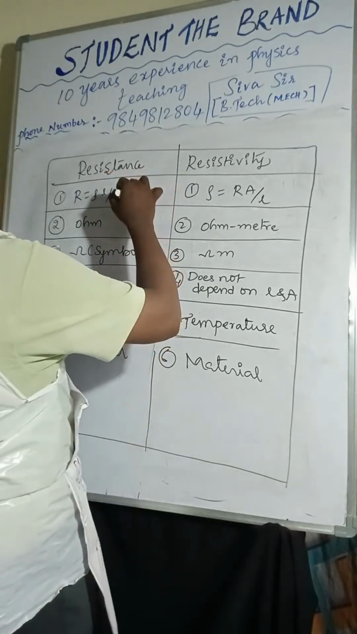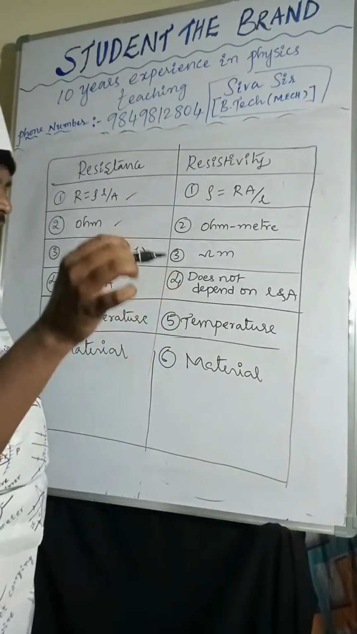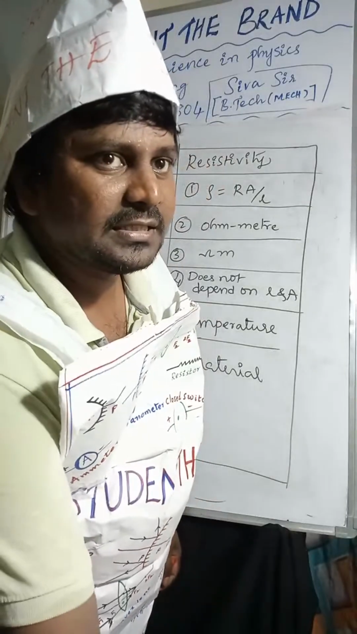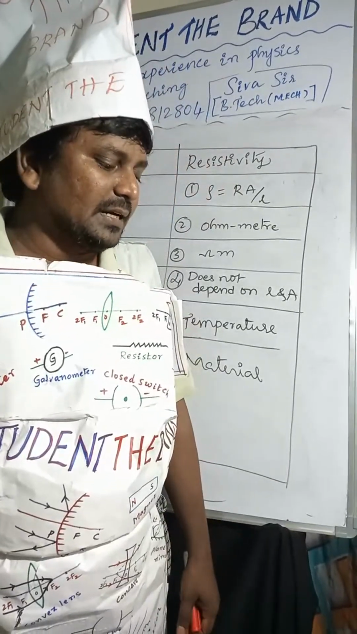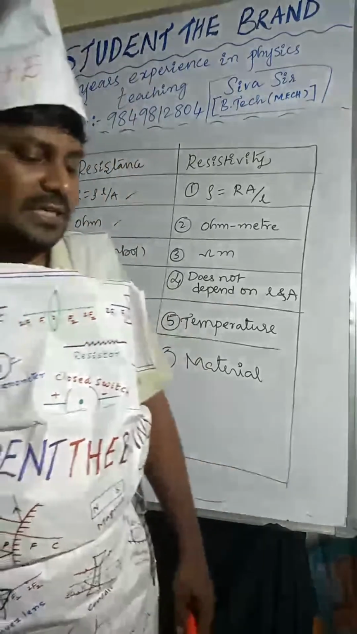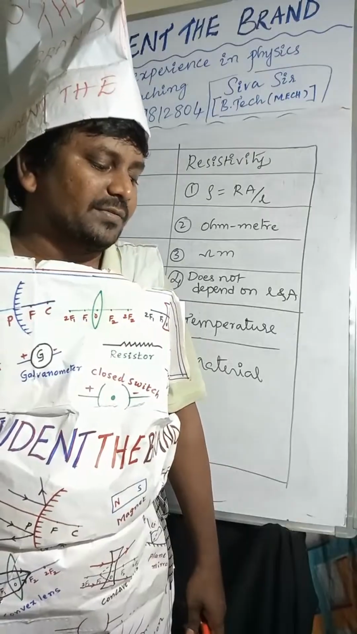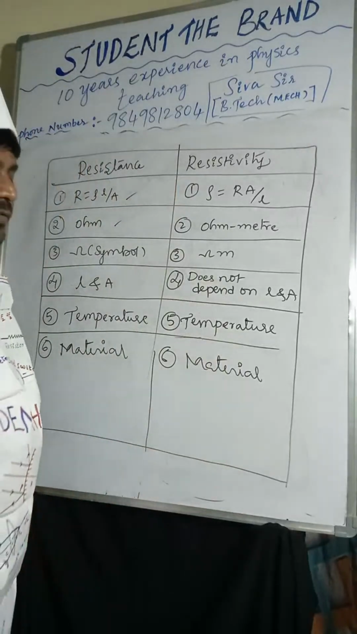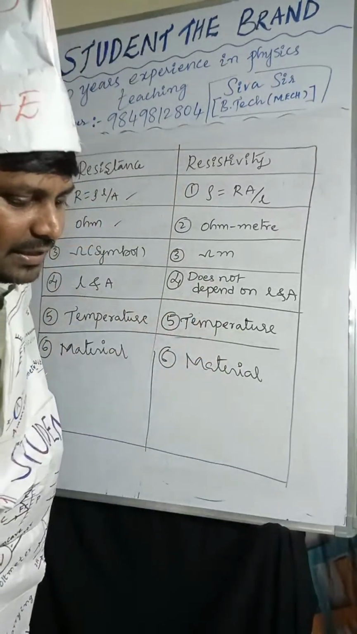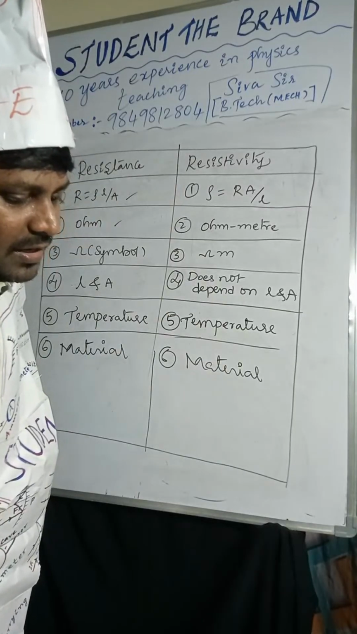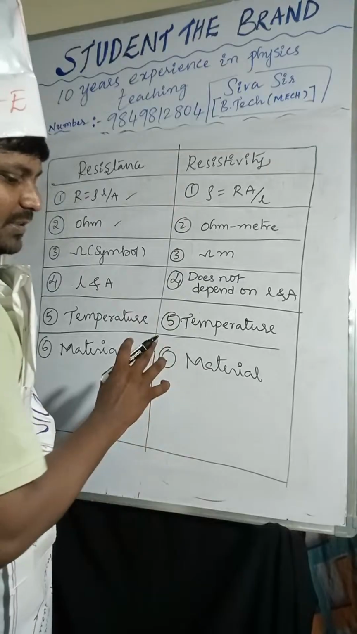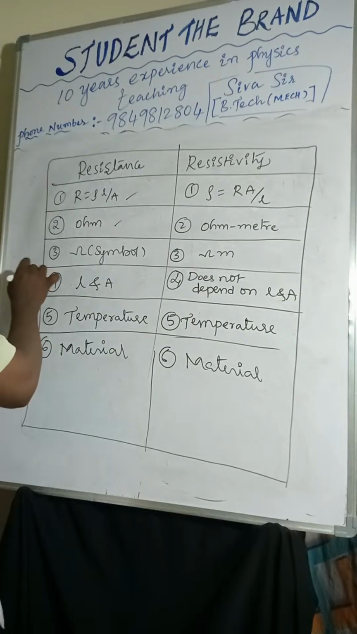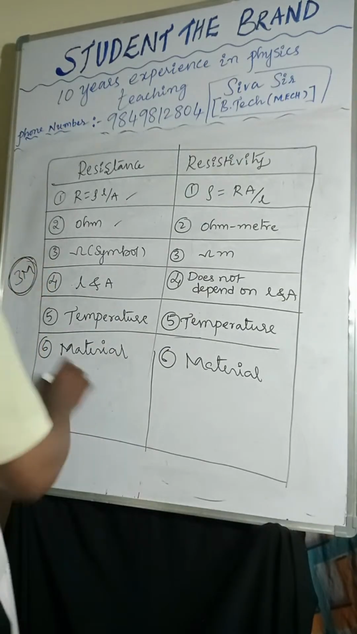So the resistance formula, the SI unit of resistance is ohm. The factors depend on resistance and resistivity. The SI unit of resistance is ohm, and the SI unit of resistivity is ohm meter. These are very important points, so make sure that you are working on it. They will ask this 3 marks question in the exam.